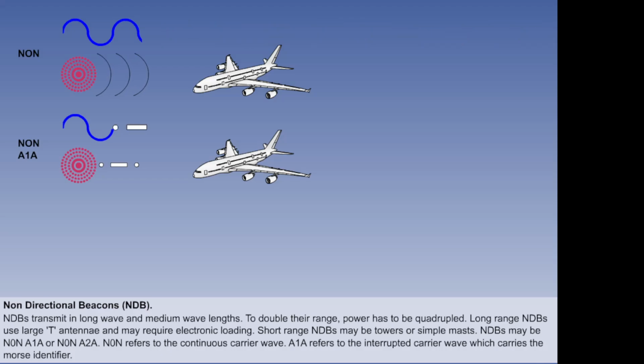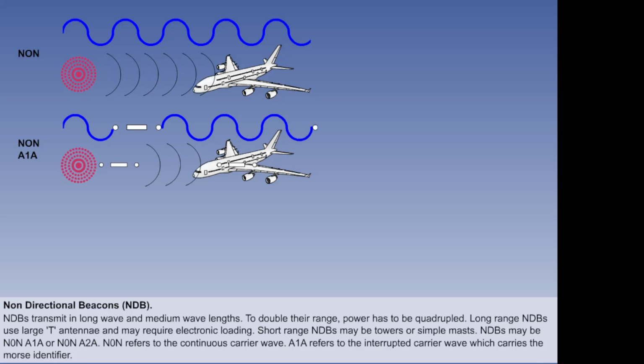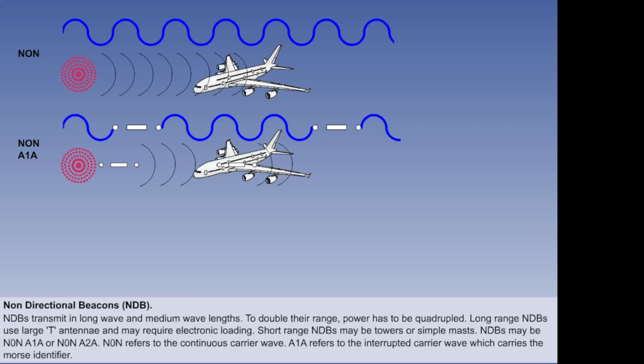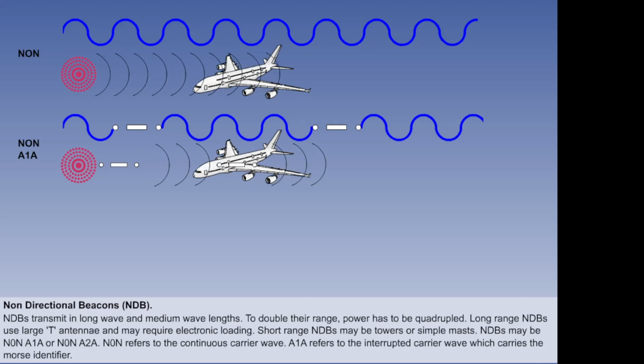The A1A part of the signal periodically replaces the N0N transmission, and, being an interrupted carrier wave, is used to carry the 3-letter Morse identifier of the NDB. N0N-A1A beacons are normally used with high power outputs for long-range NDBs.